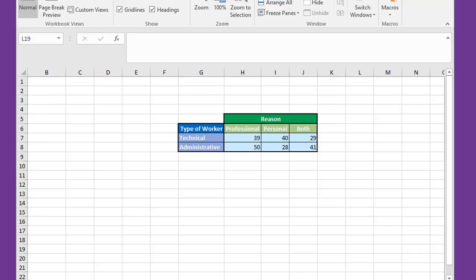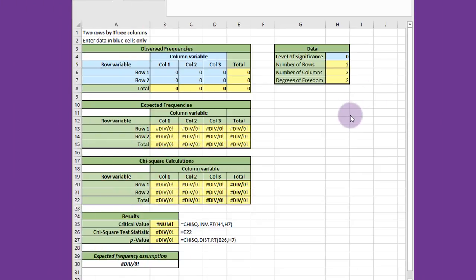In your assignment materials, there are a number of chi-square calculators. In order to pick the right one, you need to look at your data. And here we see that we have two rows, the type of workers, and three columns, the reasons. You should find this 2x3 chi-square calculator. And it says that we need to enter our data in the blue cells only. So let's do that. We know that alpha is equal to 0.1. So we can enter that.